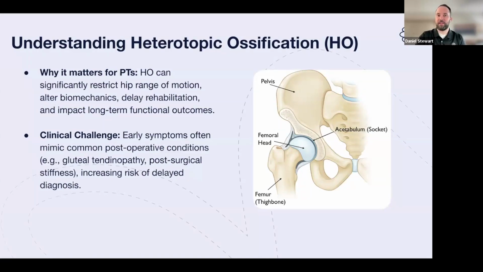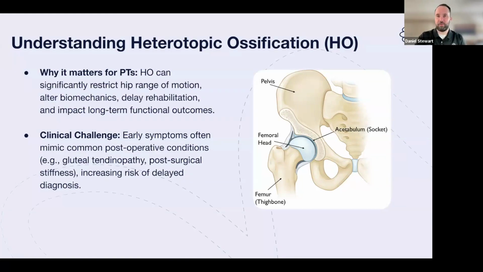The problem is a lot of the symptoms can mimic other causes or other things that may happen after a total hip replacement. We mentioned some here: gluteal tendinopathy, post-surgical stiffness, increasing the risk of delayed diagnosis. I remember a specific patient, probably the only patient I've treated with heterotopic ossification. It was following a total knee replacement and in the quad tendon. Early on, you can't feel the bone, you can't really see the bone, you're really just pushing. And the dangerous aspect, which we'll talk about a little later, is that with heterotopic ossification, really extreme stretching and causing that inflammation response can actually increase the speed or severity of the heterotopic ossification.